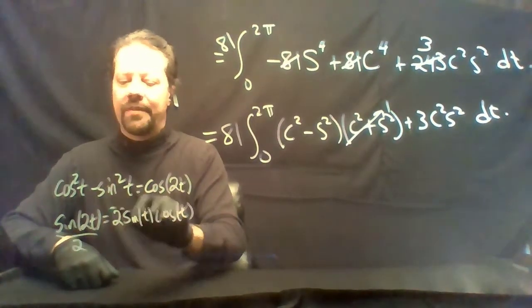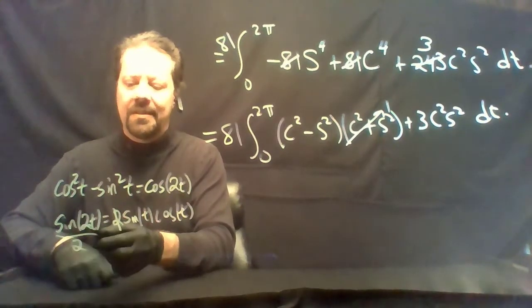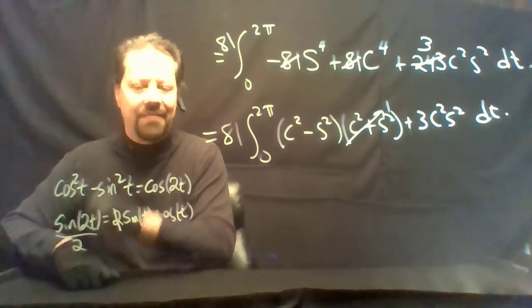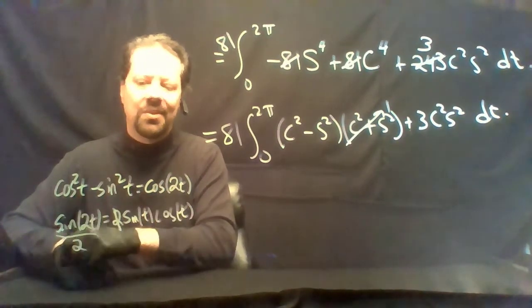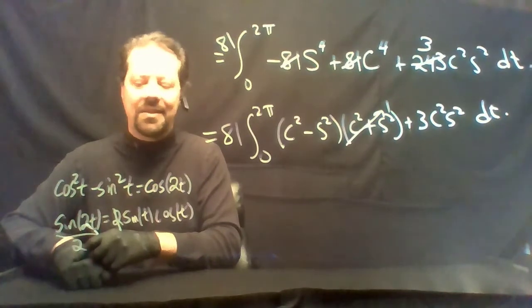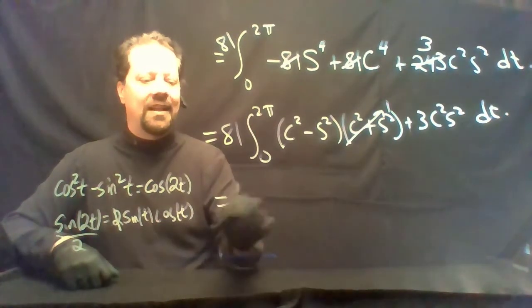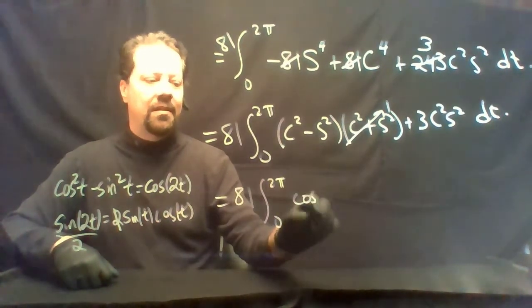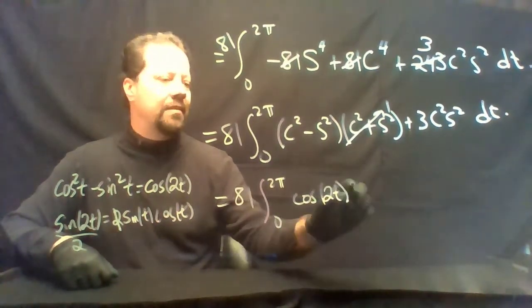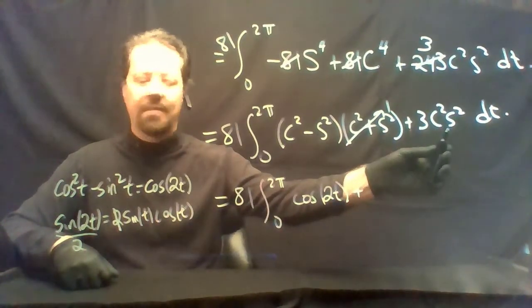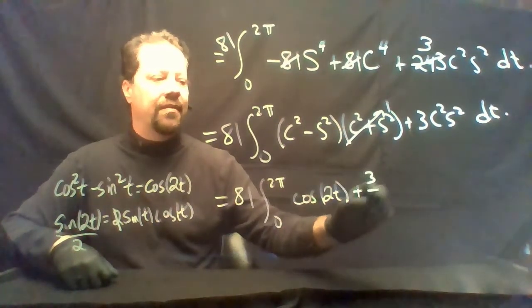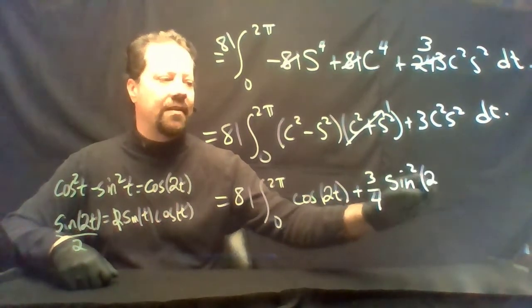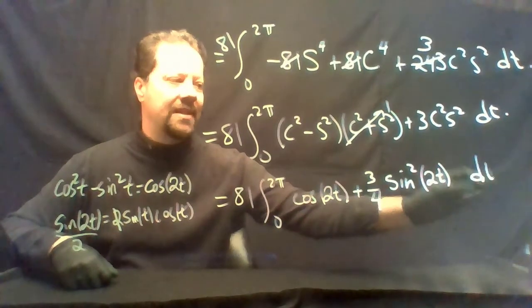We'll divide this 2 over here. The 2's do not cancel because the 2 in front of the t is inside of the sine function. And the sine function is a terrible monster doing horrible things to this 2. So you can't get it out of the mouth of the monster to cancel. We'll have 81 integral from 0 to 2 pi cosine of 2t plus, now we have a square, 3/4 of sine squared of 2t, all times dt.